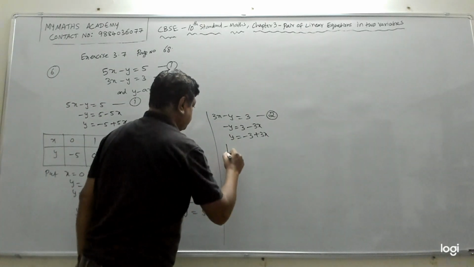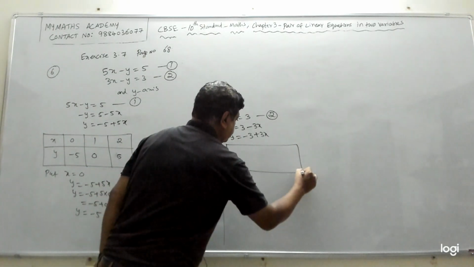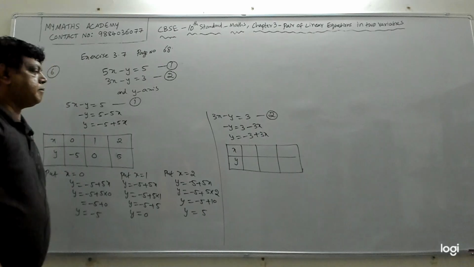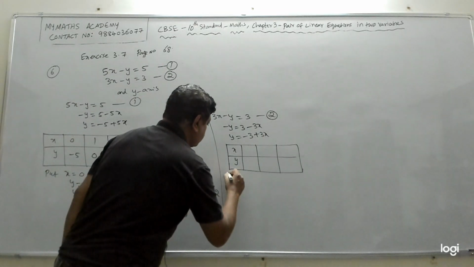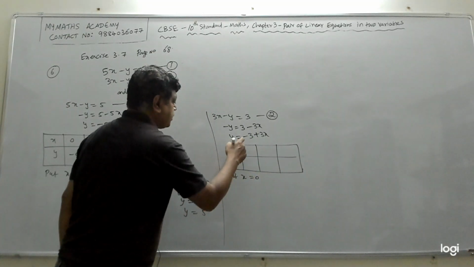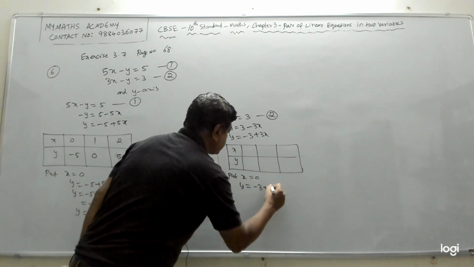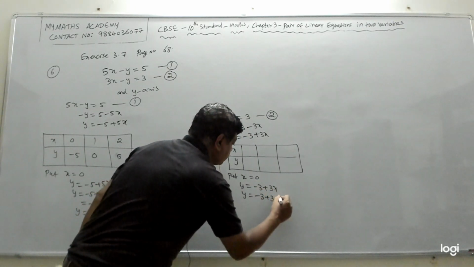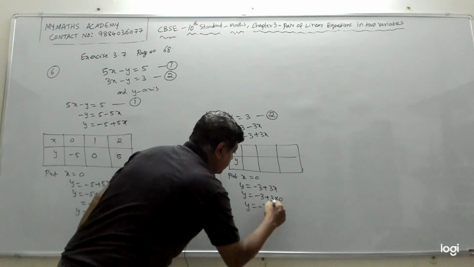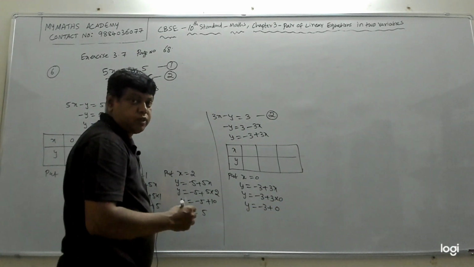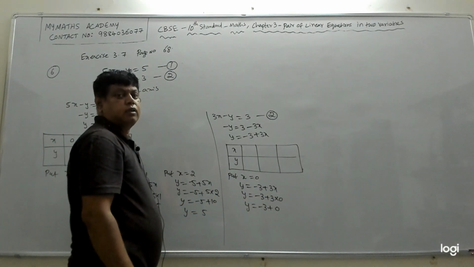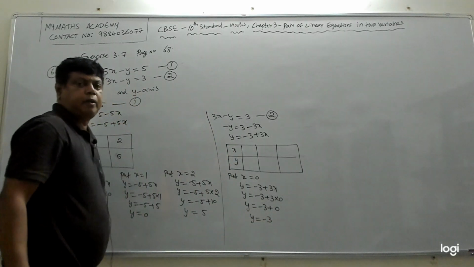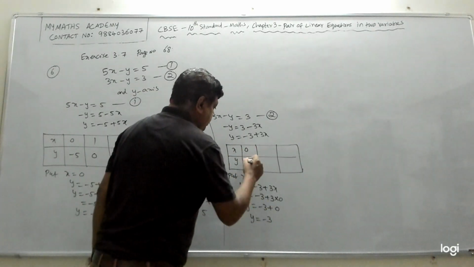Now we'll put the table. Let's put x, let's put y. Now we'll substitute some values. We'll put x is equal to 0 in this. So what is my y? y is minus 3 plus 3x. If I put x is equal to 0, y becomes minus 3 plus 3 into 0, and 3 times 0 is 0. Don't put 3. I've seen students putting 3 into 0 as 3. 0 into anything is 0. So y becomes minus 3. Clear? So when my x is 0, my y is minus 3.